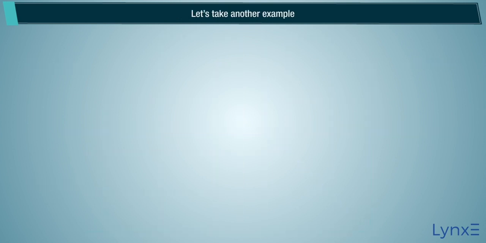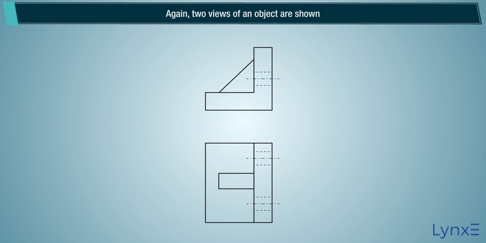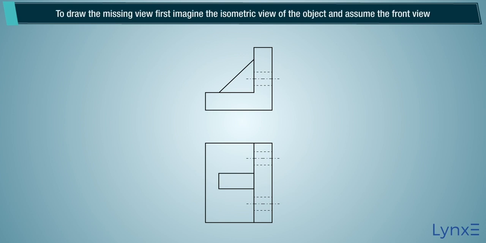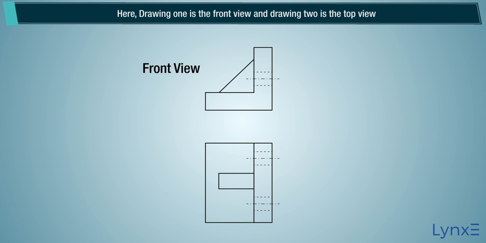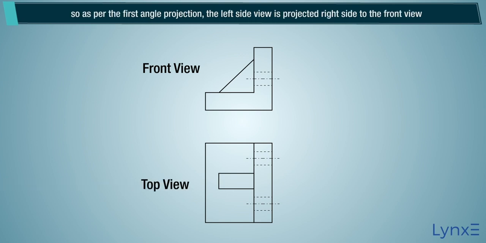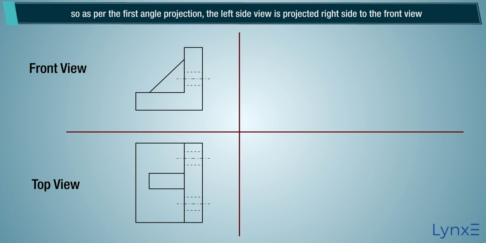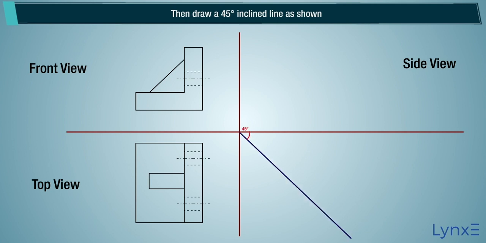Let's take another example. Again, two views of object are shown. We need to draw the missing view. To draw the missing view, first imagine the isometric view of the object, and assume the front view. Here, drawing 1 is the front view, and drawing 2 is the top view, so as per the first angle projection, the left side view is projected right side to the front view. Then draw a 45-degree inclined line as shown.